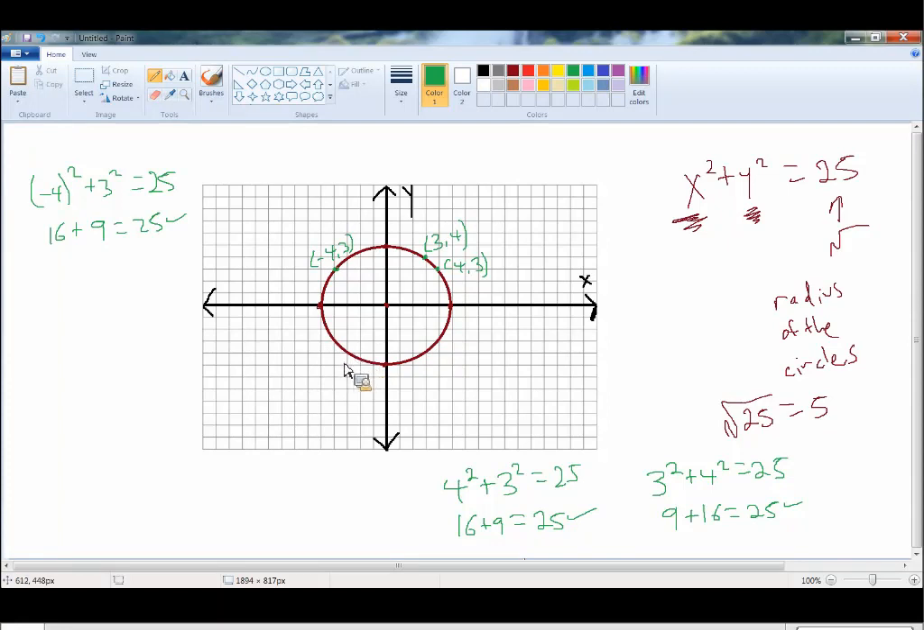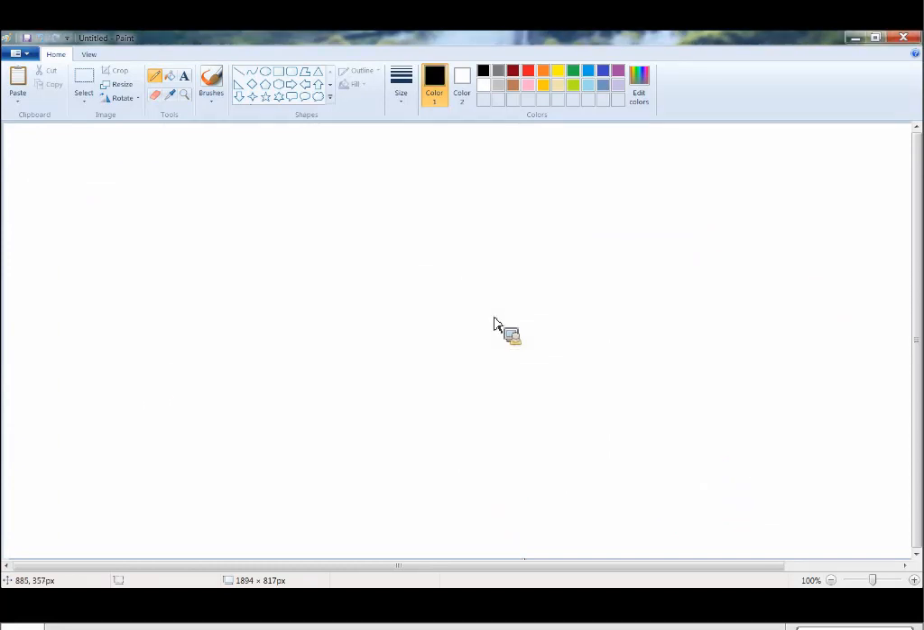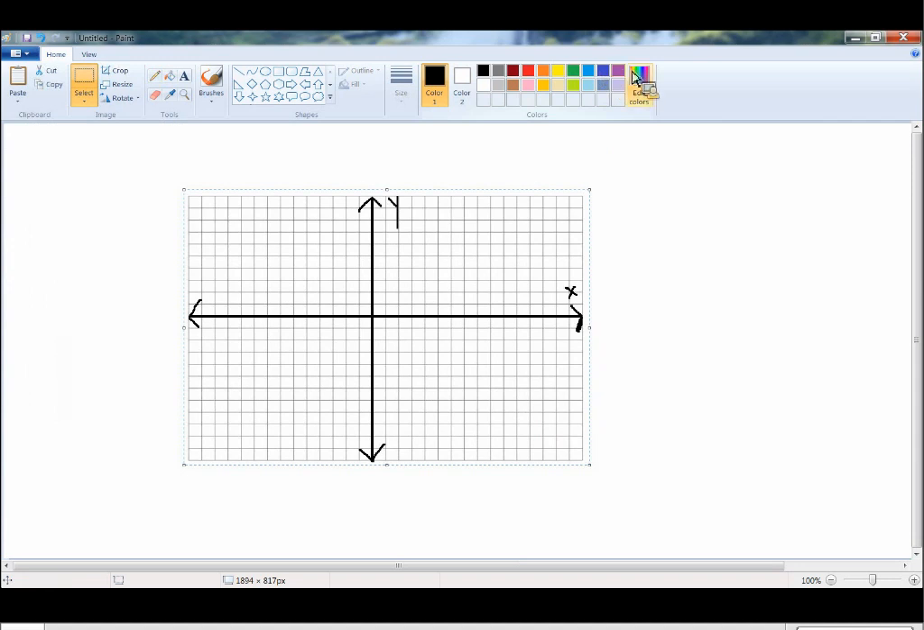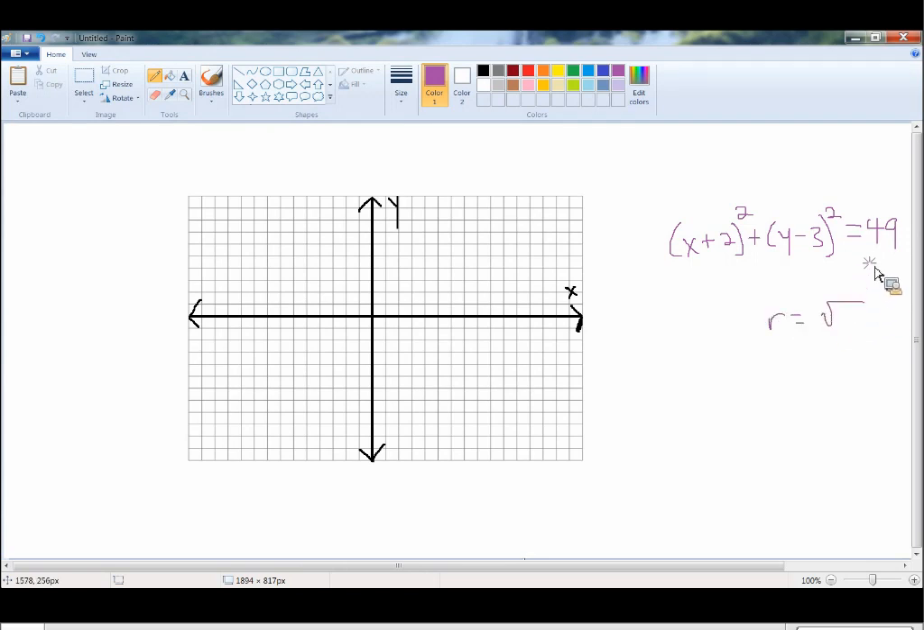Okay, now, if the center is off the origin, then instead it's written in a little bit of a different form. It's written x minus or plus something and y minus or plus something. Let me give you an example. What if we have an equation that says, let's say, x plus 2 squared plus y minus 3 squared equals 49. Okay, first thing this tells you is that the radius is the square root of whatever's over here. So the radius is the square root of 49, which means the radius is 7.